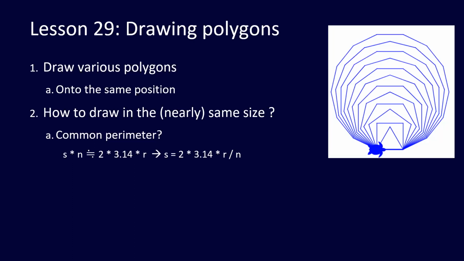Suppose the ultimate circle's radius is R. The perimeter should be 2 times pi times R. So that means S should be 2 times pi times R over N. So let's try that. Let's use 3.14 as pi.